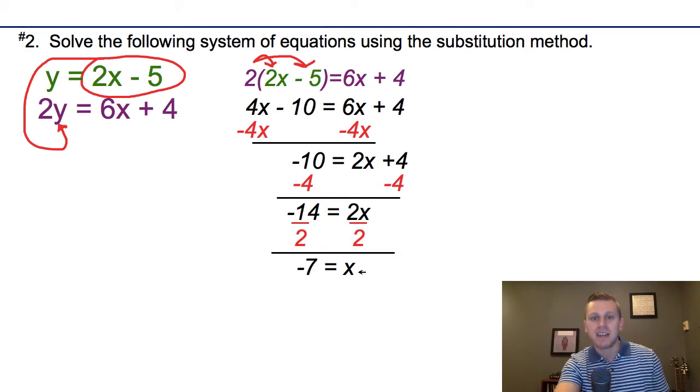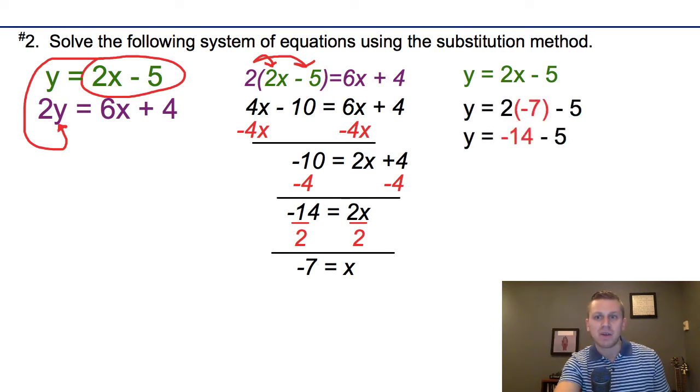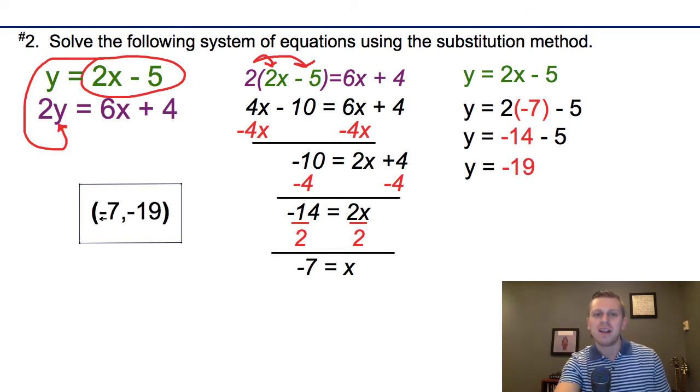So I'm going to plug this x value into either original equation to solve for y. I'm going to use the green equation. It's a little simpler. 2 times x, or 2 times negative 7, is negative 14. Negative 14 minus 5, negative 19, making our solution the coordinate pair, negative 7, negative 19.